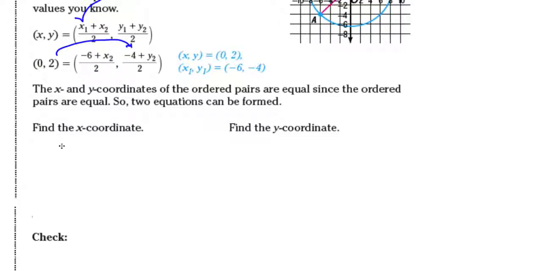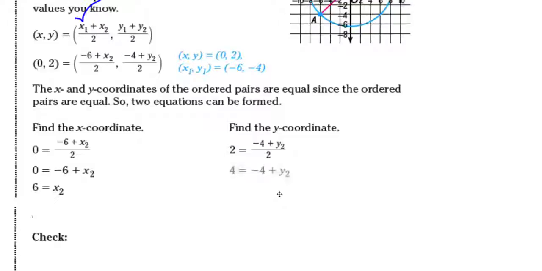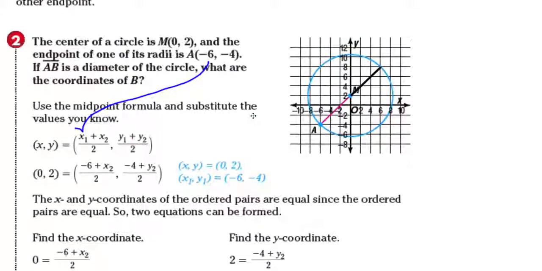To find the x coordinate, we equate 0 equals -6 plus x sub 2 all over 2. Using proportions, we have 0 equals -6 plus x sub 2 because we multiplied both sides by 2. Then we add 6 to both sides: x sub 2 is equal to 6. Finding the y coordinate, we have 2 equals -4 plus y sub 2 all over 2. Using cross products, that becomes 4 equals -4 plus y sub 2. Add 4 to both sides, and you end up with y sub 2 equal to 8. So the coordinates of the endpoint B, (x sub 2, y sub 2), will be equal to (6, 8), just as we thought.